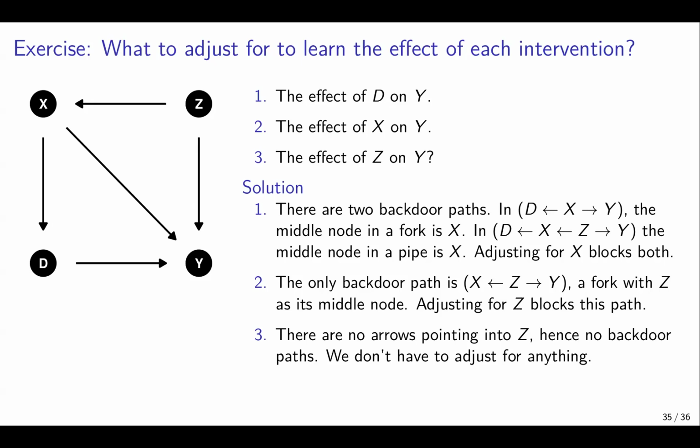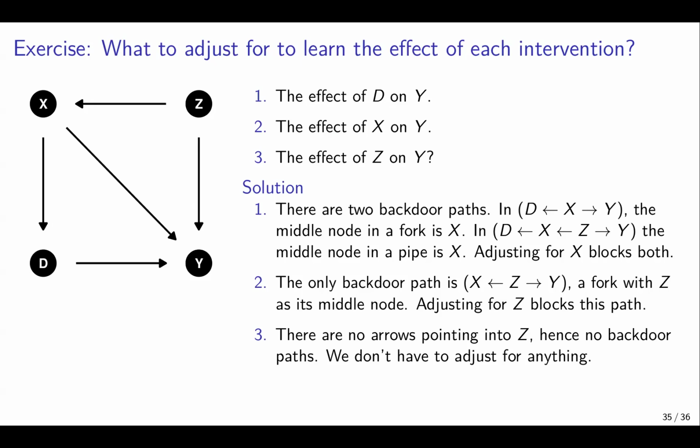Okay, what is the other backdoor path? Well, this one is d to x to z to y. All right, so let's take a look at this. How could we do this? So here the middle node in a pipe is x. So there is a pipe in that path. So again, we don't have to look at the entire path, d to x to z to y. We can just look at d to x to z. That little piece of it is a pipe. So d, x, z is a pipe, and x is the middle node. So this starts out open, and if we condition on x, we close it.